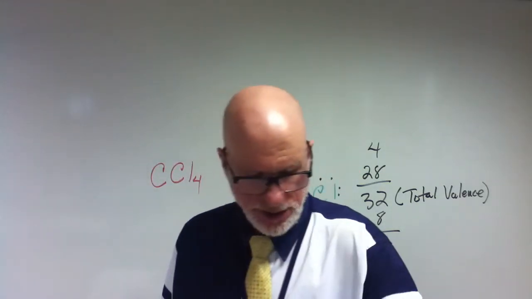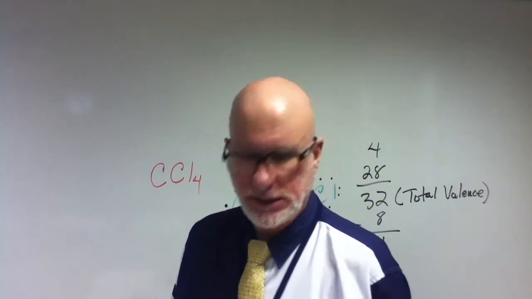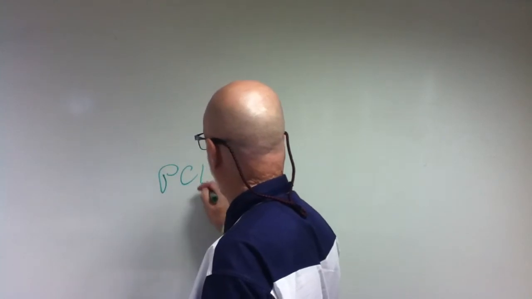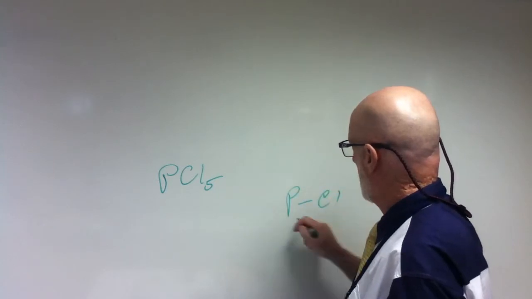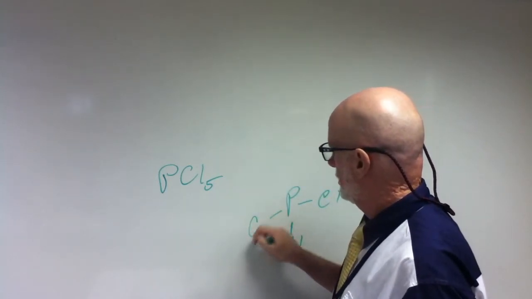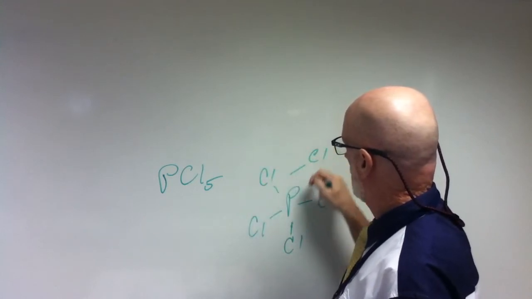So, shall we do one more, and then I'll let you read through this? Okay, let's do another one. What is it? SO3. No, I don't want to do SO3, because there's a double bond in there. Let's do PCl5. Okay? Is that all right? Okay. P, Cl, Cl, Cl, Cl, Cl. Right?